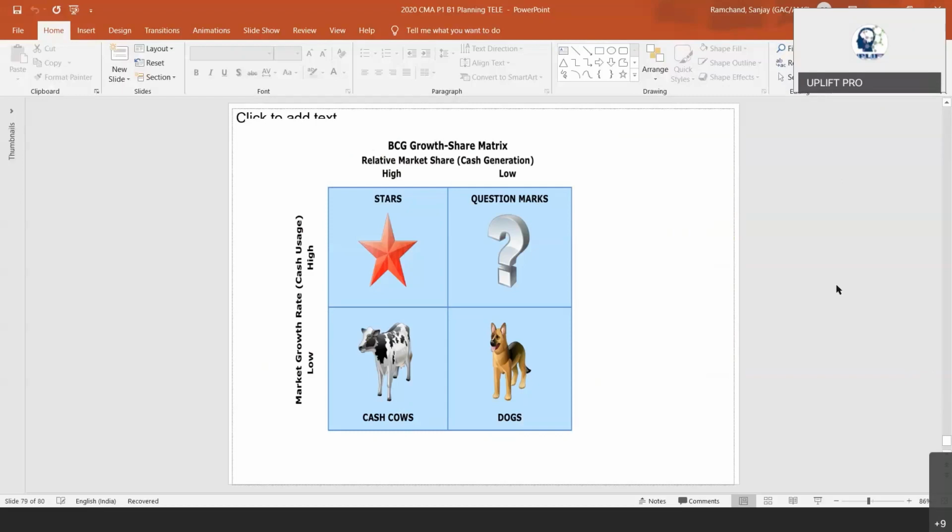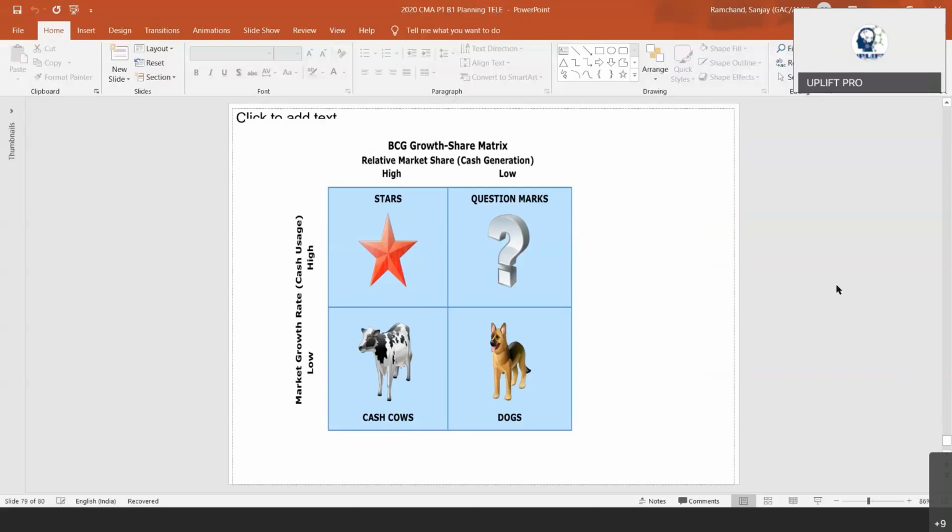Now please remember, from the question mark you can go to the star and then to the cow and then become a dog, or from the question mark you can go straight to the dog if your product is not successful. What happens in a dog is, now there's not too much cash being generated, there's not too much market either. The product is in a decline stage. It's at the end of its life cycle.